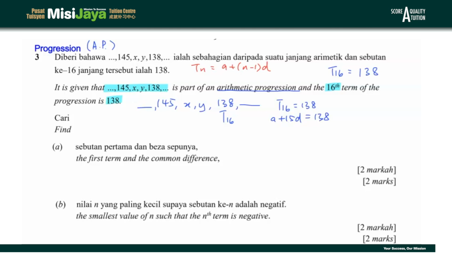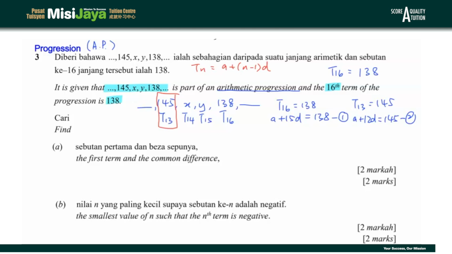I will put this as equation 1. And then how to get the second equation? If you look at the sequence given, this will be T15, right? This is T14, this is T13, right or not? So which means that our T13 is equal to 145. I'm going to use this as my second equation. So T13 is equal to 145. So this will be A plus 12D equals 145, and this is equation 2.